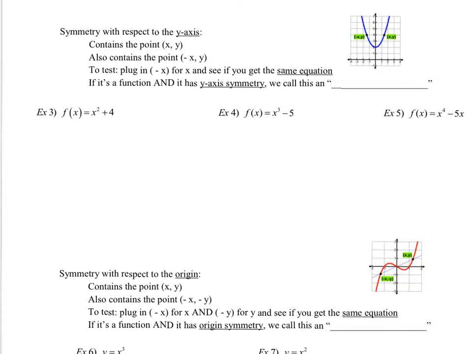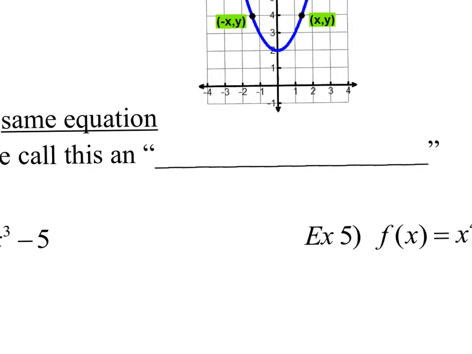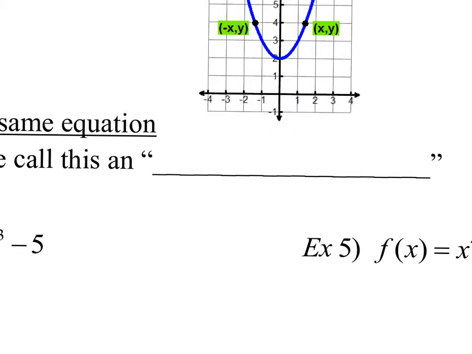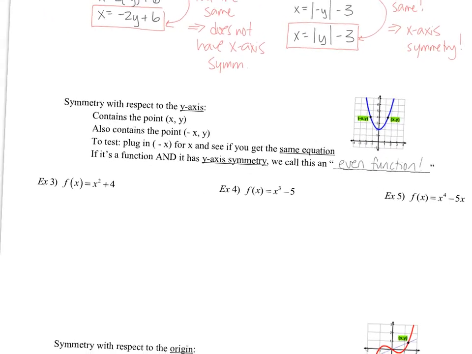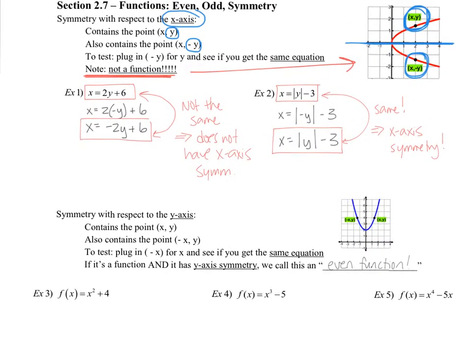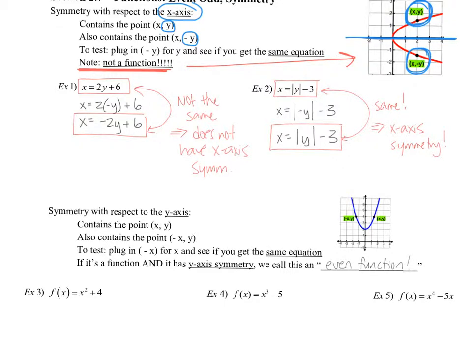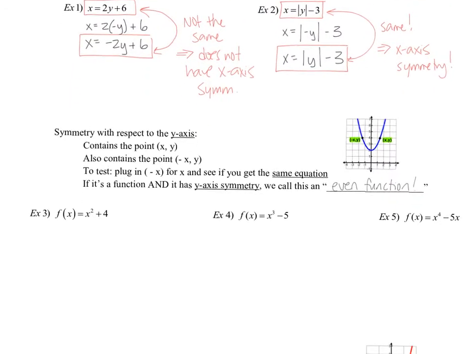And then what we're going to do is see if we get the same equation out. And the last thing is, if it's a function and it has y-axis symmetry, it's actually called a special type of function. This is called an even function. Okay, so that's important to note, the difference between having y-axis symmetry and x-axis symmetry. Remember, if it has x-axis symmetry, it is not a function, because here is what the graph looks like. But if it has y-axis symmetry, then yes, it is a function, and it's called this new vocab word down here. It's called an even function. So yes, you need to know the difference between those.